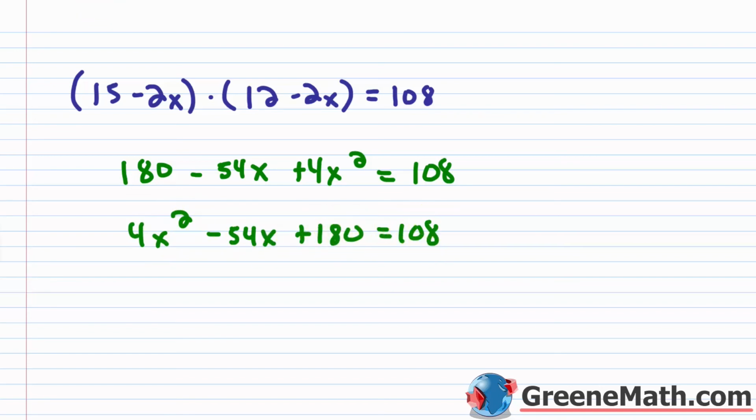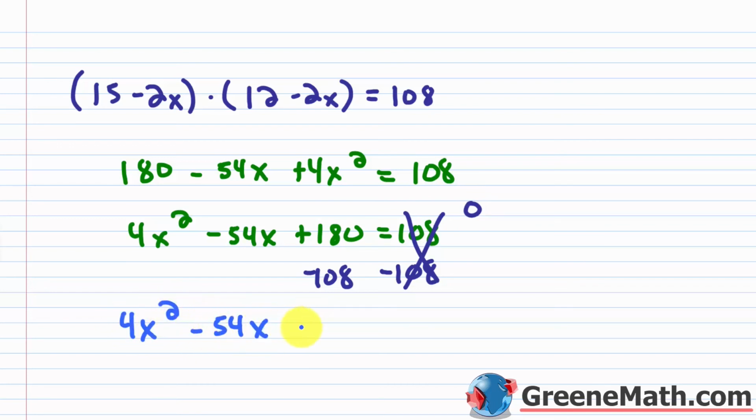Now, what I want to do is subtract 108 from each side of the equation so that I have 0 on the right side, and I can go ahead and use my quadratic formula, or you could factor, whatever you want to do, okay? So in this case, I'm going to have 4x squared minus 54x, and then plus 180 minus 108, which is 72. This equals 0.